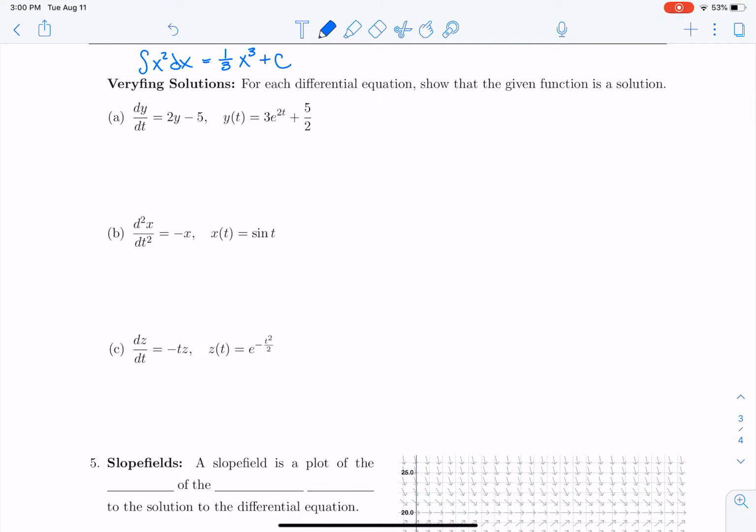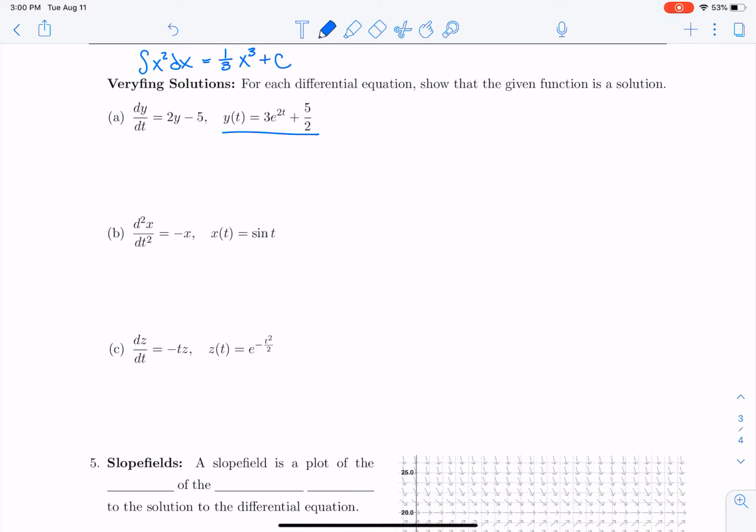Well, the same is going to be true for differential equations. And so the first thing that you need to learn is that if you have a solution to a differential equation, can you verify that it actually is the solution? Can you make that substitution? So I'm going to have 3 problems here where I've given you the differential equation dy/dt. In this case, this first one is dy/dt is 2y minus 5. And then I gave you the answer. How kind of me. I gave you the answer.